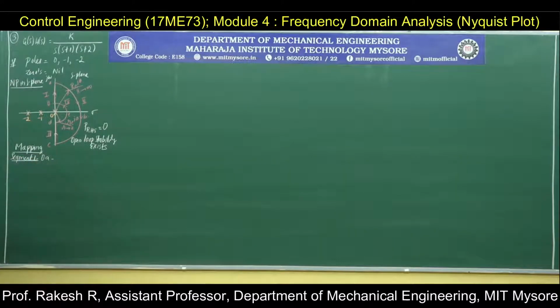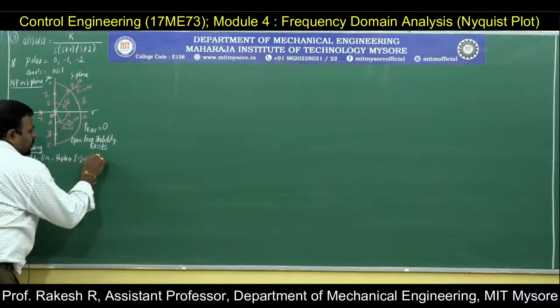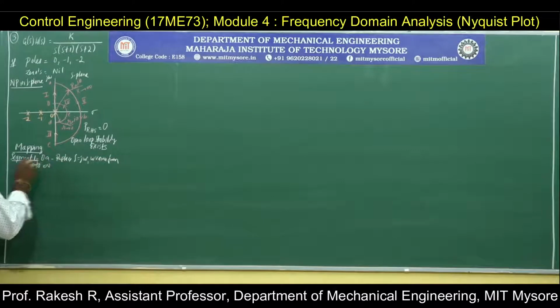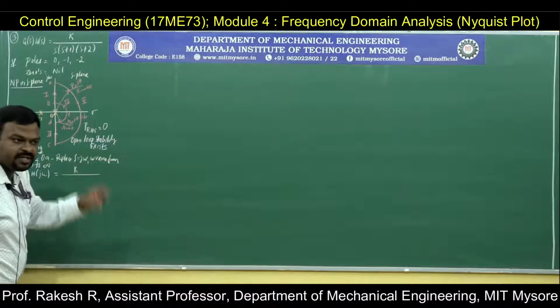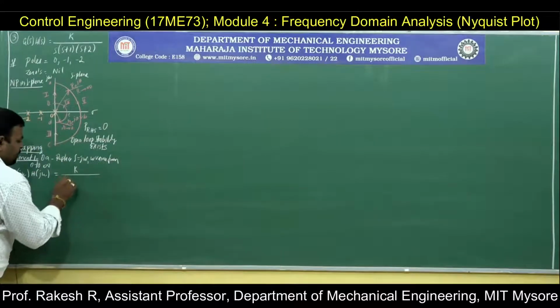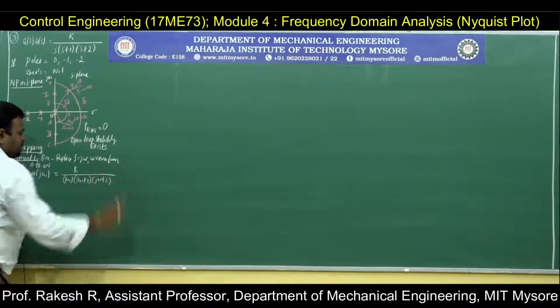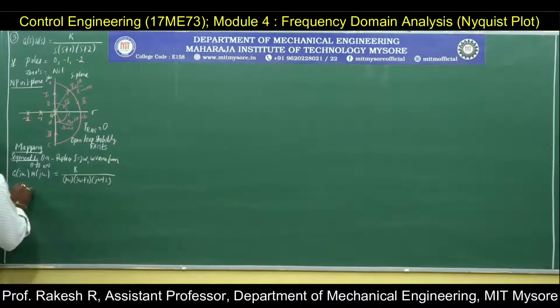So in segment 1, it is similar to a polar plot. Replace s is equal to j omega, omega varies from 0 to infinity. So G(j omega)H(j omega) will be equal to, same thing, where is s? Replace all the s with j omega terms. So K divided by j omega into (j omega plus 1) into (j omega plus 2). So replace s with j omega, then find out the magnitude.